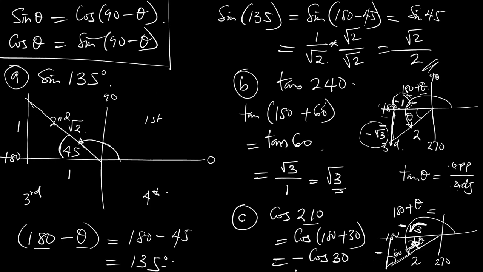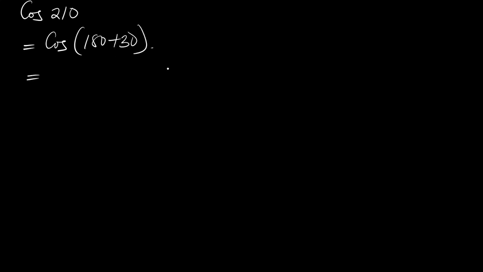So cos 30 is the same thing as now, the adjacent of this 30 is this. Let me just do it here. I have cos 210. This is the same thing as cos of 180 plus 30, because it falls on the third quadrant. And on the third quadrant, cos is negative. Look at it.